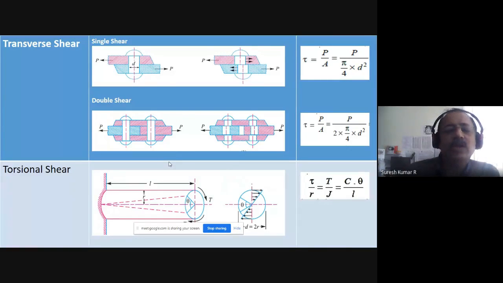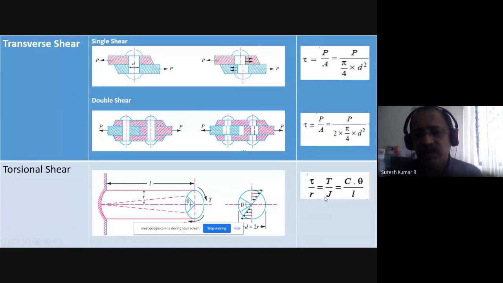If we apply two equal and opposite couples, you can see here, one couple I am applying in counterclockwise direction here. On the other side, I am applying a clockwise couple. Together, it will form what is called torsion, right? And we are applying what is called torque, and the stress induced is called torsional shear stress. And the computation is done by using the torsion equation.